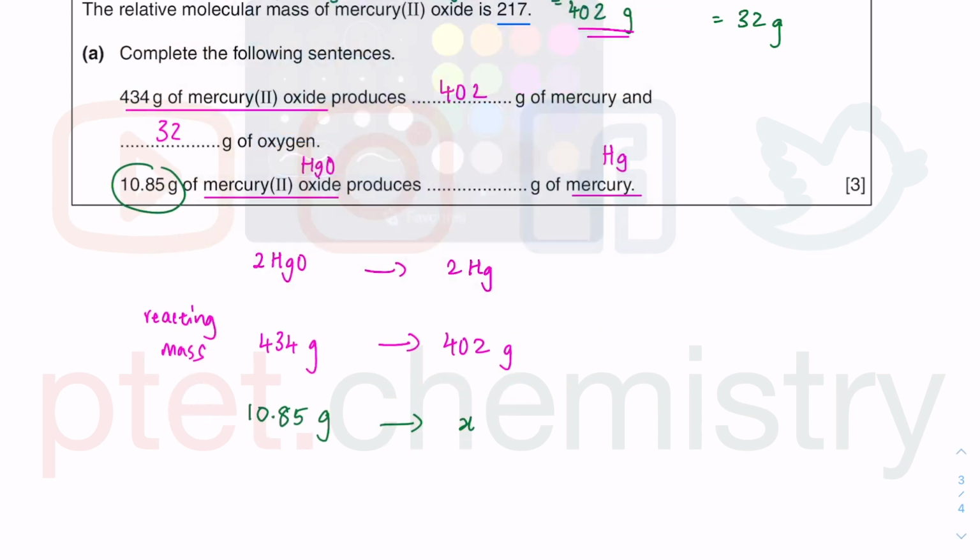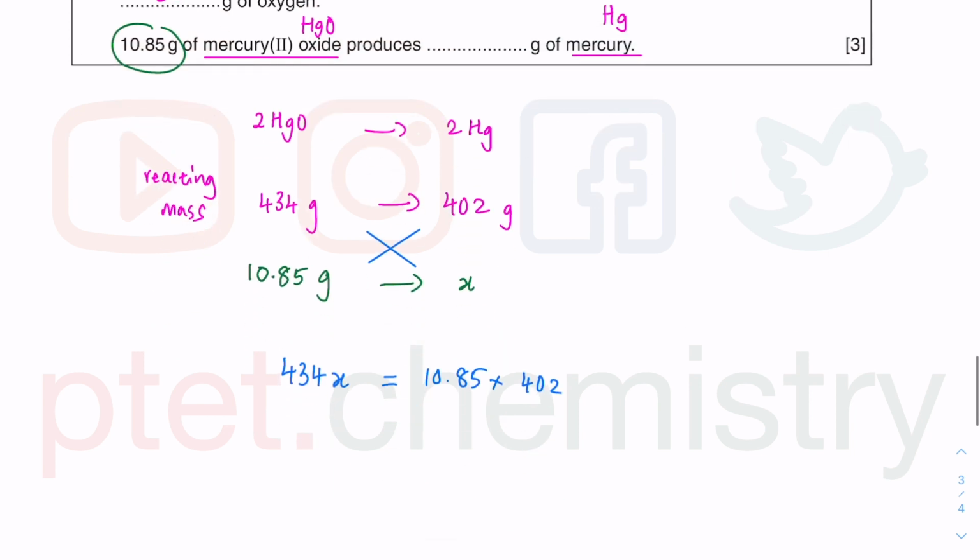So what happened then is you do cross multiply. Cross multiply means this side crossed with the other side. So there's 434 gram, which is just 434 times X, is equal to 10.85 times 402. You could also do 402 times 10.85. It's the exact same thing because it's just multiplication, it's just math, and you should be able to do this because these are primary school mathematics.